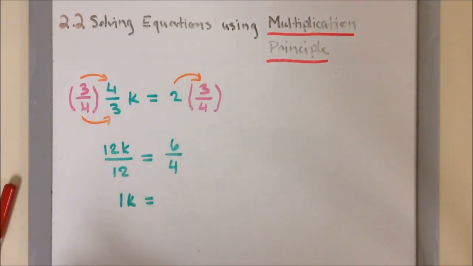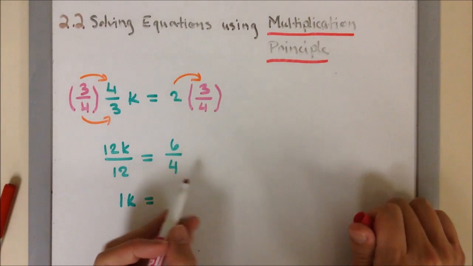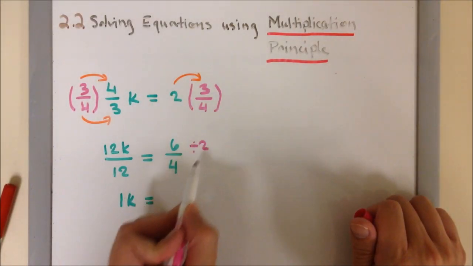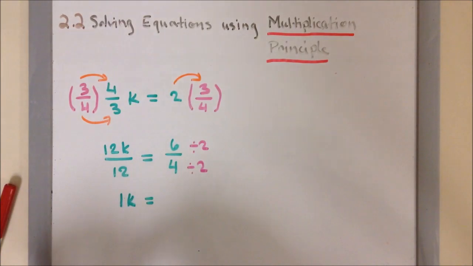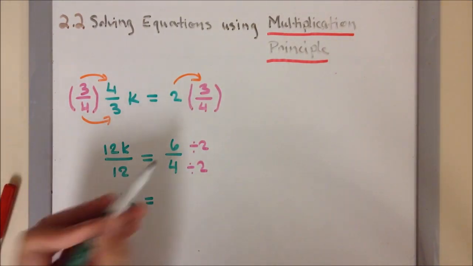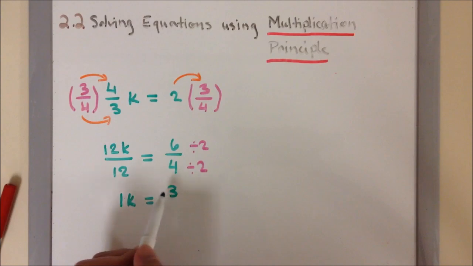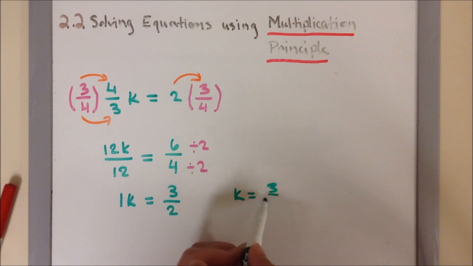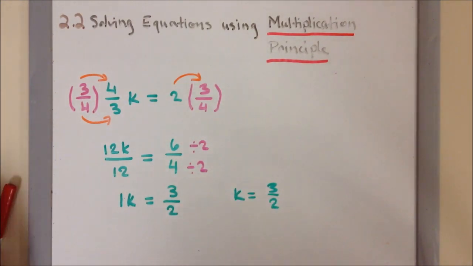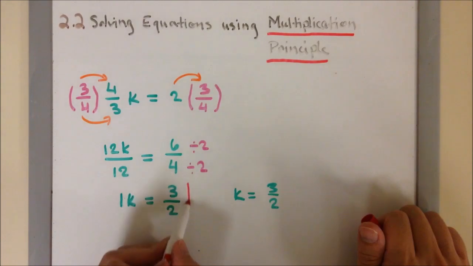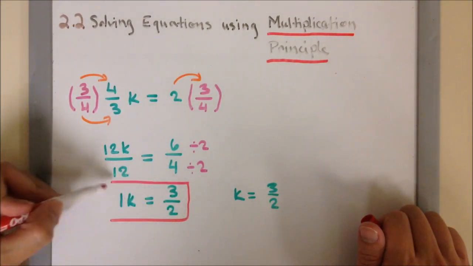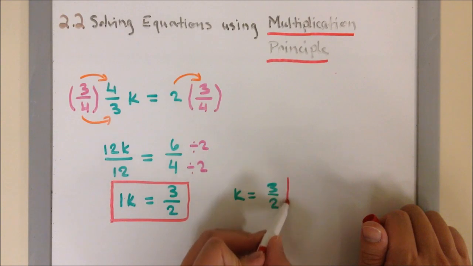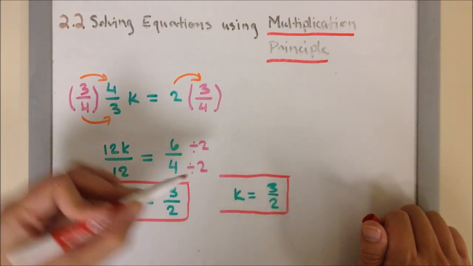Now, we can actually simplify that fraction because 6 and 4 are both even numbers that are divisible by 2. So when we divide the numerator by 2, that would be 3. Divide the denominator by 2, that would be 2. So 1k equals 3/2, or k equals 3/2. And these two are our final answers. And again, it doesn't matter which one you put, 1k or just k equals positive 3/2 or 3/2.